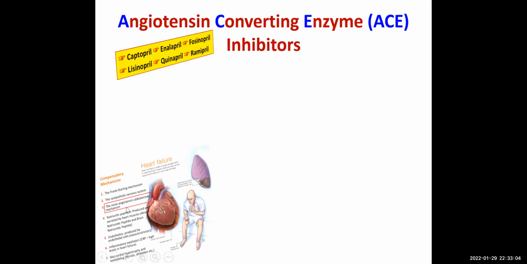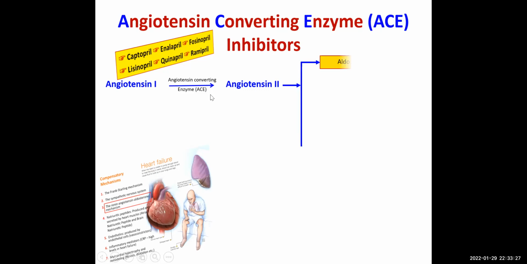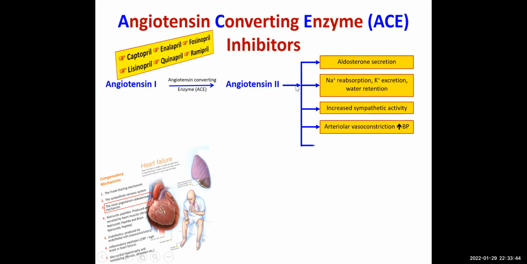So now we are addressing this part of the compensatory mechanism, the renin, angiotensin, aldosterone system. Okay, that is not good for the heart. Angiotensin 1 is converted to angiotensin 2 in the lungs and some other places in the body, endothelial cells, or maybe some in the kidneys as well. Now ACE inhibitors are going to block the reaction over here. Angiotensin 2, we don't want angiotensin 2 in hypertension, we don't want angiotensin 2 in heart failure, because angiotensin 2 has got a lot of effects like aldosterone secretion, not good for the heart, sodium reabsorption, potassium excretion, and water retention, not good for the heart.